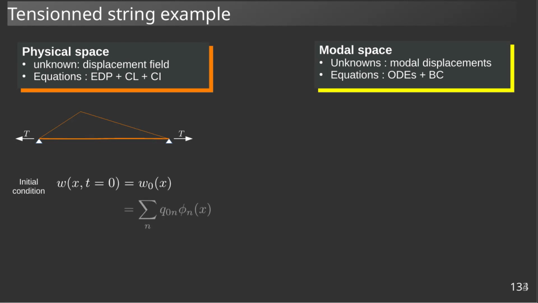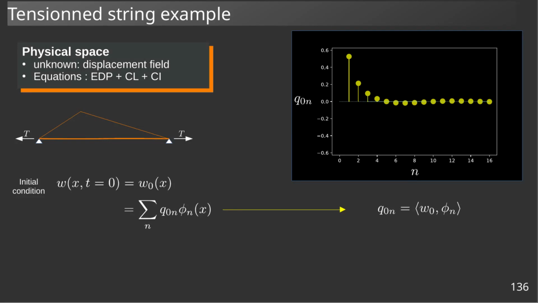It can be decomposed as a sum of the eigenmodes, the coefficients being noted Q0 n. The fact that we are dealing with an orthonormal basis allows us to determine the set of coefficients Q0 n simply by projecting the initial condition W0 onto each mode. Here is a representation of these coefficients for the initial condition drawn on the left.